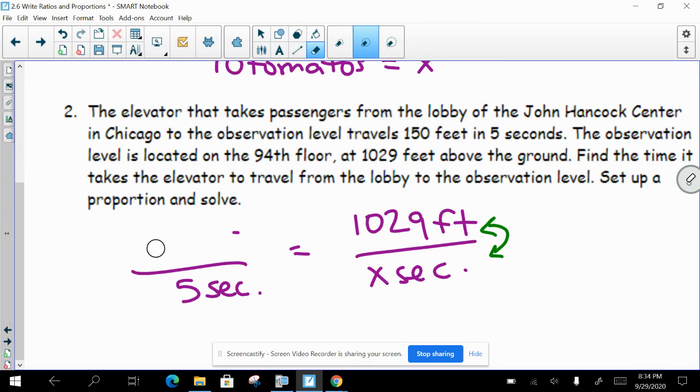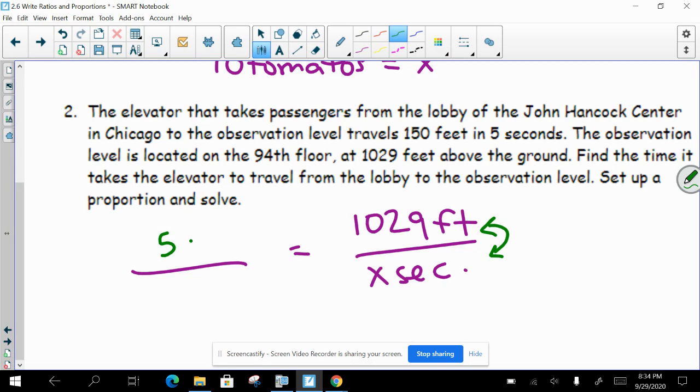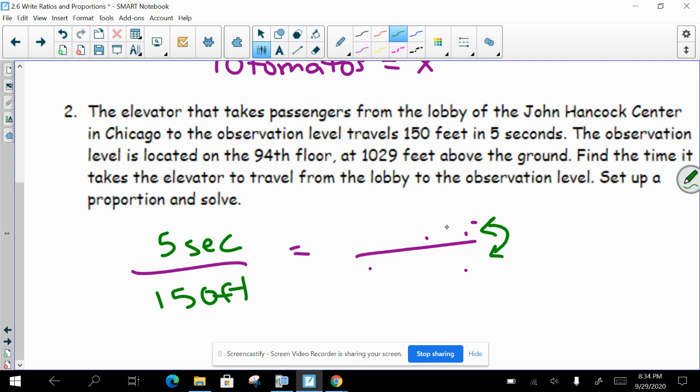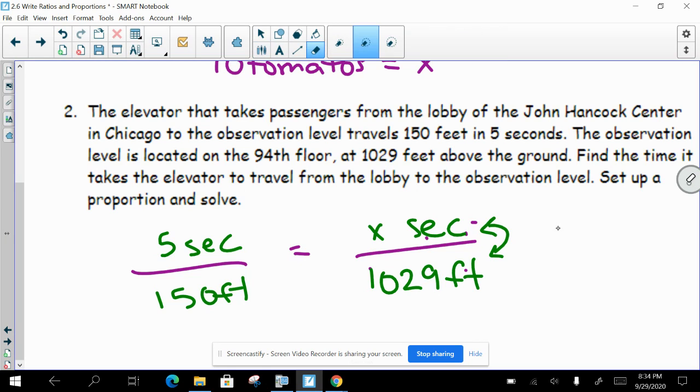erase this, actually. I'm going to put 5 seconds in the numerator, and then the 150 feet in the denominator. Then I can rewrite the other side as x seconds over 1,029 feet. So x seconds over 1,029 feet. Okay, so now we can go ahead and work with the problem.